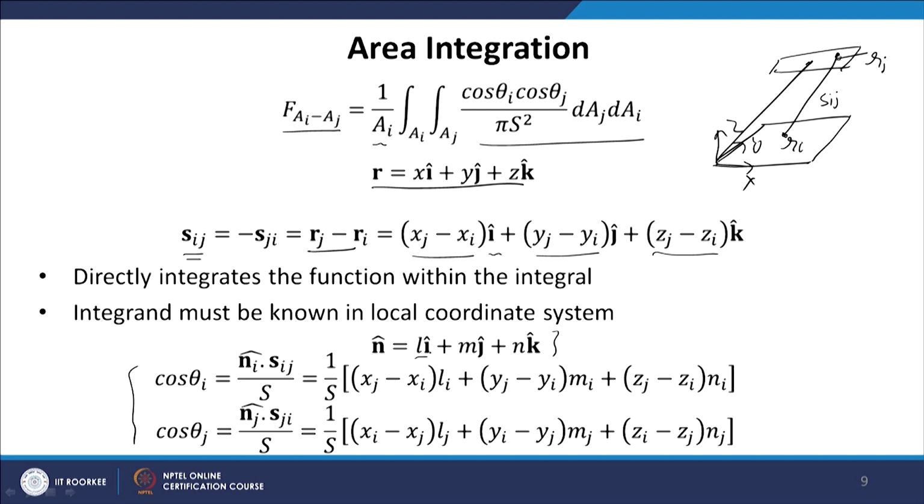So, L is the direction cosine in x direction, M is direction cosine in y direction and N is direction cosine in z direction. So, n cap is the normal vector. In the sense Ni will be normal vector to surface I and Nj will be the unit normal vector to surface j, okay. And we can find out cos theta I and cos theta j using this expression, okay. So, this is the information that we need to find out the view factor using this analytical method.